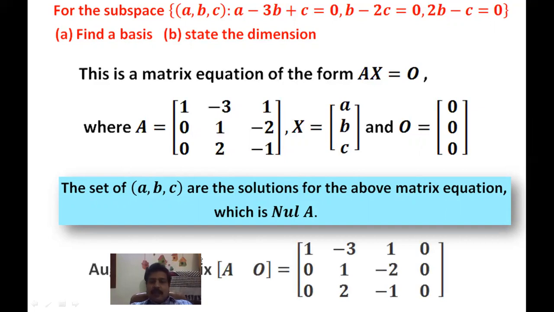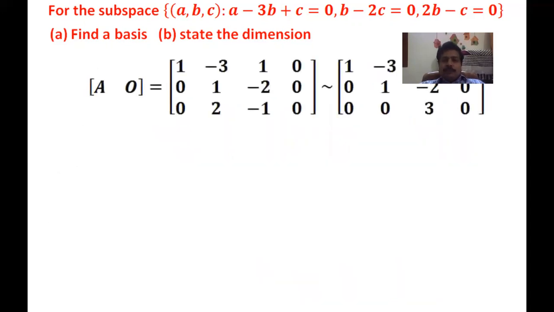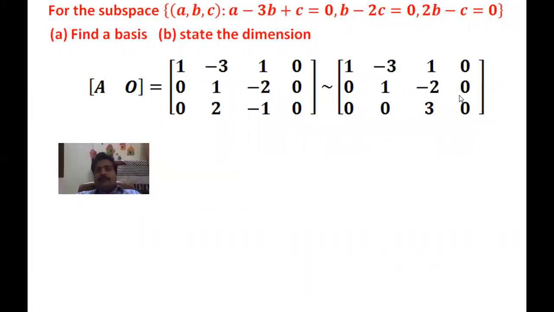So to find the null space of A, we need to find the augmented matrix. The augmented matrix [A | O] is A with all zeros in the last column. So this is the augmented matrix. We need to convert it into echelon form first. So this is our augmented matrix. I am making this 2 as 0 by using this 1 by performing elementary row operations.